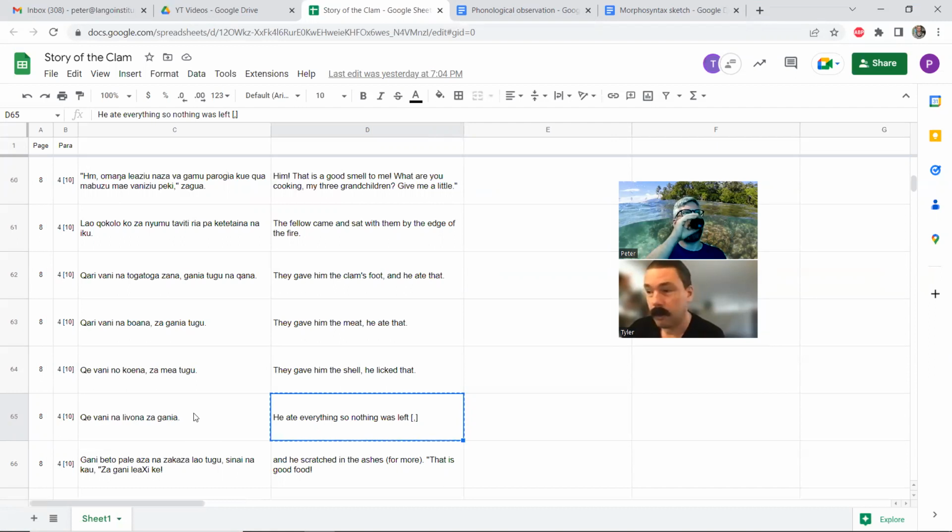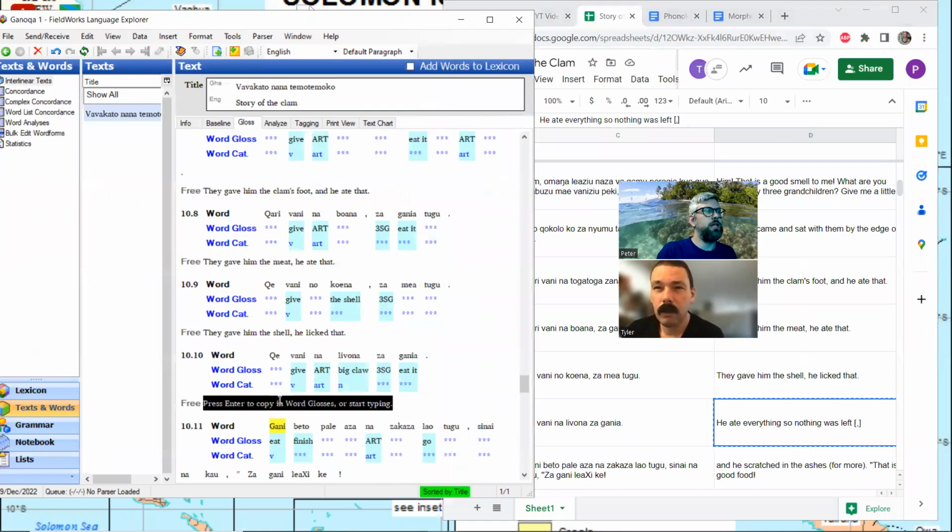Mea. That's nice. Zamea. Ngevani na livona zarania ani beto. Okay, that part looks good in the original. Then on the following English page, they gave him the meat. He ate that. They gave him the shell. He licked that. He ate every... Okay. That seems to be how it is in the original. So nothing was left. So what I propose we do is in square brackets we put our own translation. Right. The big claw. He ate that.